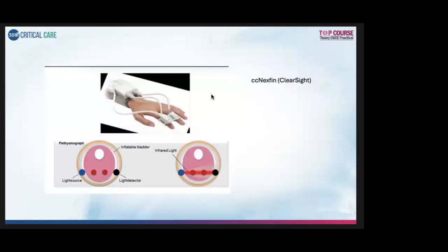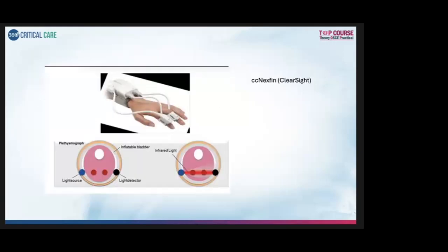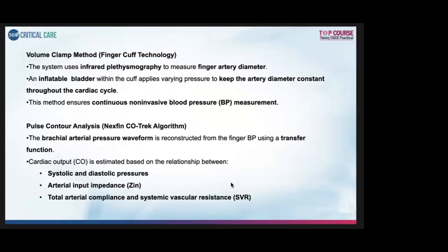What is this device? It is the Nexfin ClearSight device. It's one of the non-invasive cardiac output monitoring devices where it uses a volume clamp method, that is the finger cuff technology, where the system uses infrared plethysmography to measure the finger artery diameter, and there is an inflatable bladder within the cuff that applies varying pressure to keep the artery diameter constant throughout the cardiac cycle, and this method ensures continuous non-invasive blood pressure monitoring.